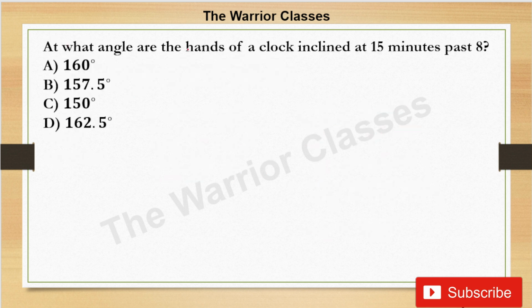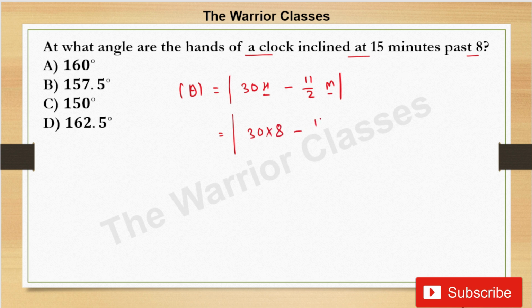Now here the question is, at what angle are the hands of a clock inclined at 15 minutes past 8? Now we'll use the standard formula of angle, that is mod theta is equal to mod of 30h minus 11 by 2 m, right? H is hours and m is minutes. Now the angle will be mod of 30 multiplied by h, here it is 8, minus 11 over 2 multiplied by the minutes, here it is 15.